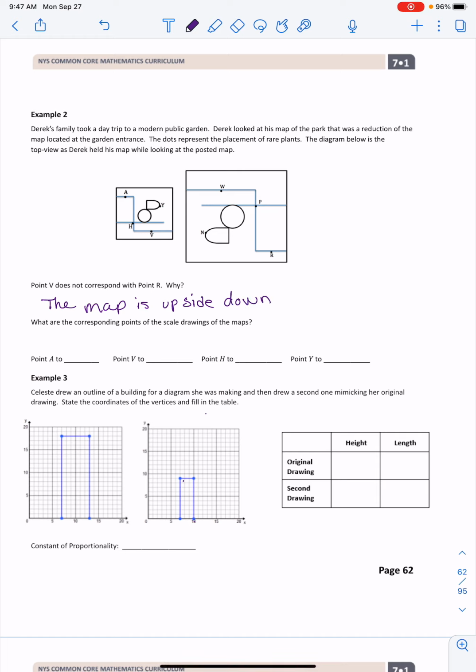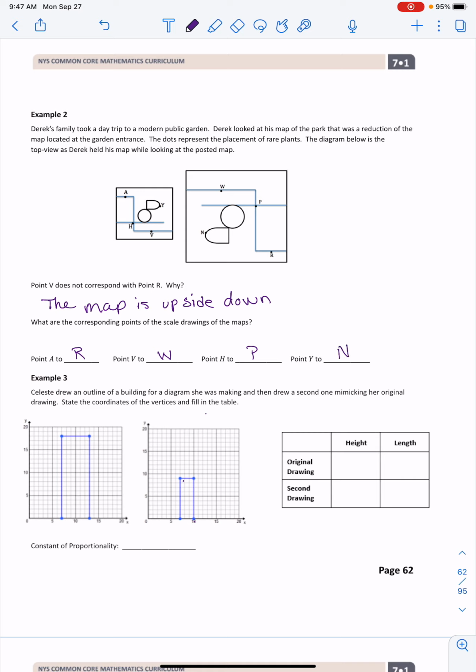What are the corresponding points of these scale drawings of the maps? Point A to point R, point V to point W, point H to point P, and point Y to point N.